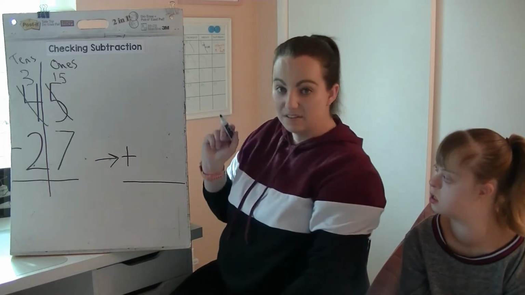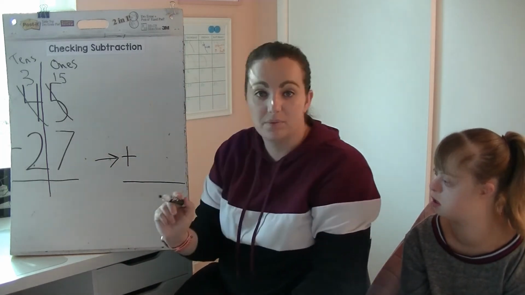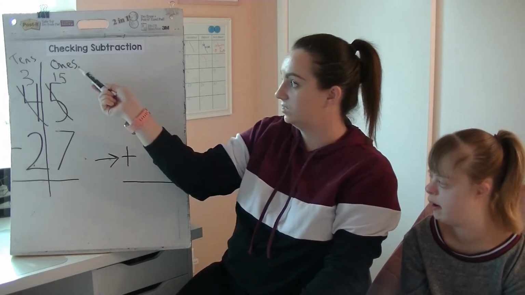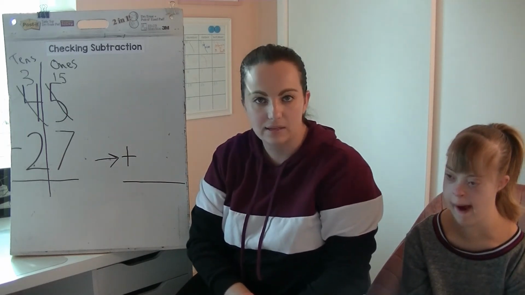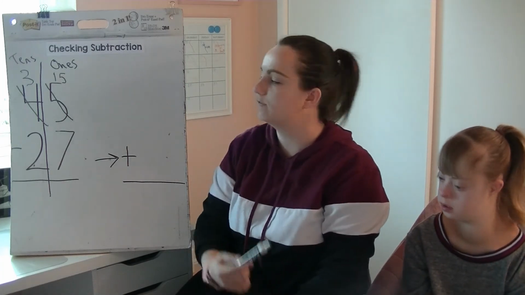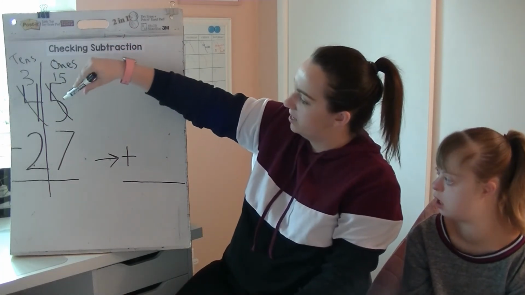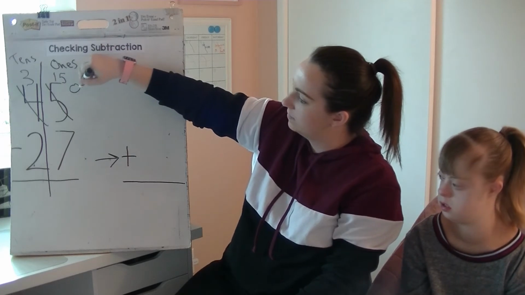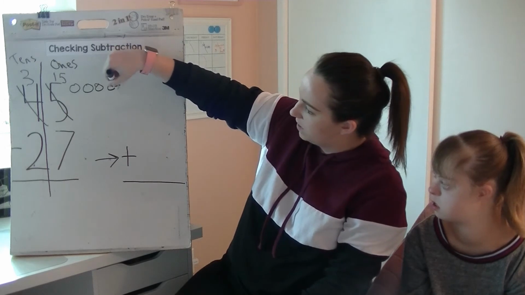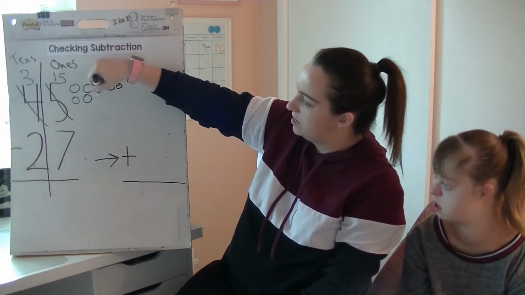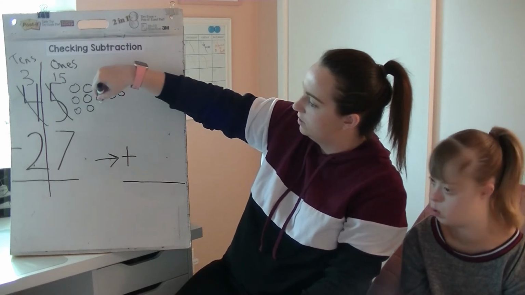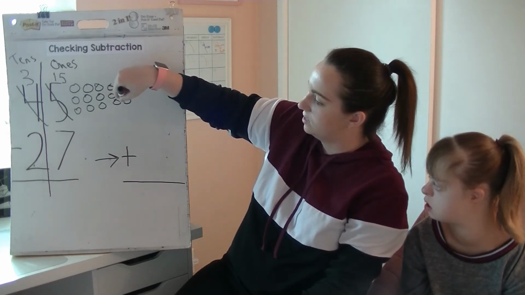If you need to, you could draw pictures here to help you solve it. You could count out from 7 to 15 to see how many that is. Just to help us visually, I'm going to go ahead and draw it for us. 15, take away 7. Here's 15. 1, 2, 3, 4, 5, 6, 7, 8, 9, 10, 11, 12, 13, 14, 15.